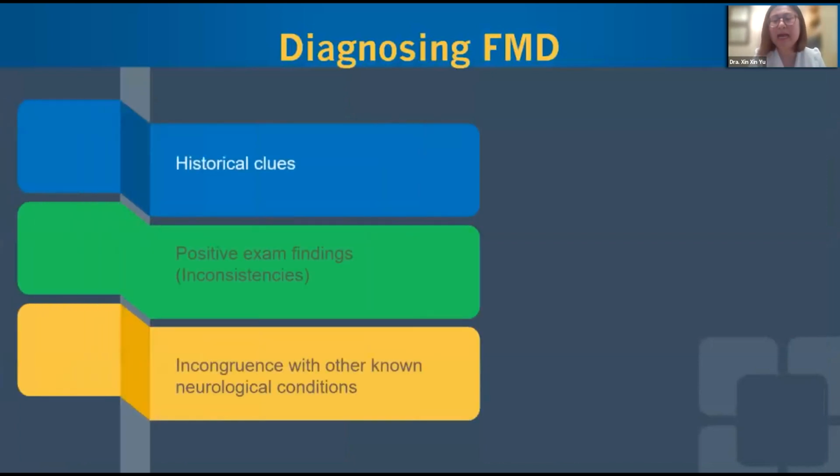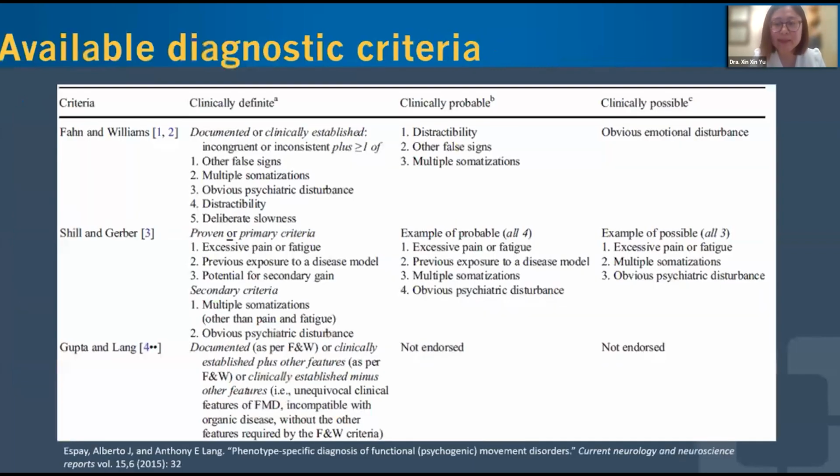I want to point out that diagnosing FMD correctly and explaining it to the patient in an understandable way is really the first step in getting patients on the right path. There are several sets of available diagnostic criteria that share some commonalities, but also have some differences in areas of emphasis. Mostly, they are based on the following key items: historical clues, positive exam findings that reveal inconsistency, and incongruence with other known neurological conditions. So we'll quickly review these available diagnostic criteria in more detail here.